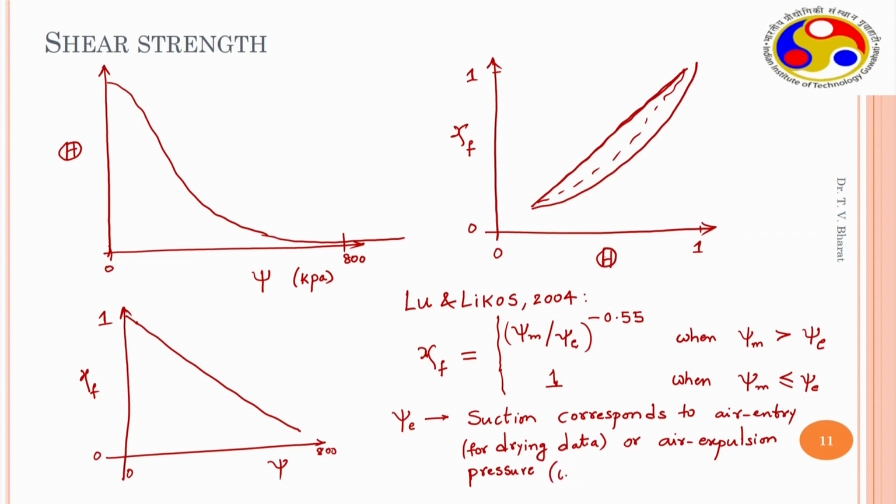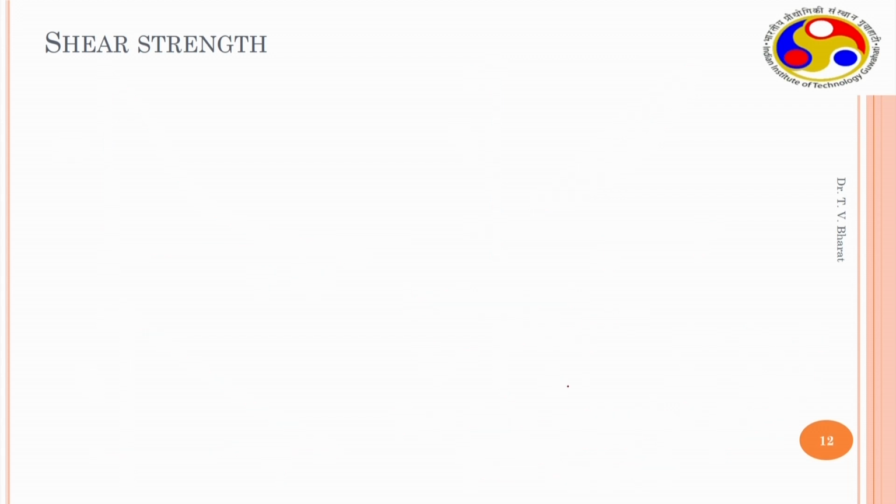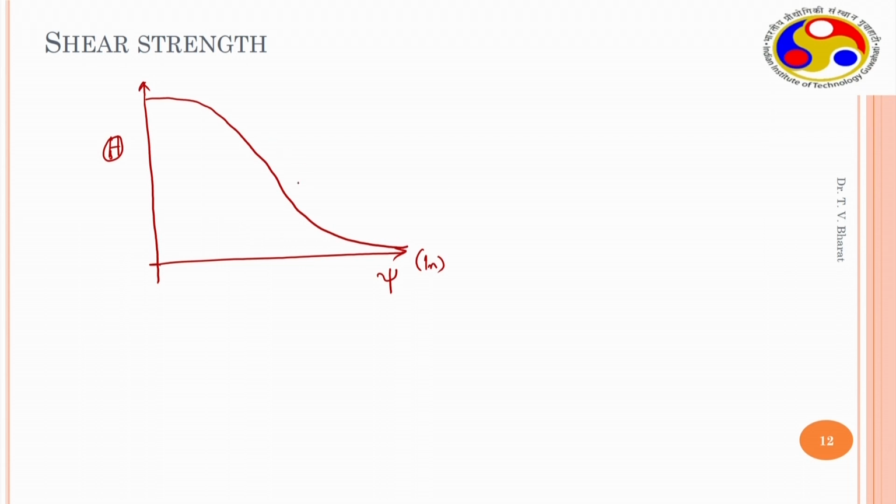Pressure for wetting data. So, what does it mean? If you have soil water characteristic curve data and you plot it on a semi-log scale, with the x-axis on a log scale, then you will have a relationship somewhat like this. This is for drying data, and this is for wetting.